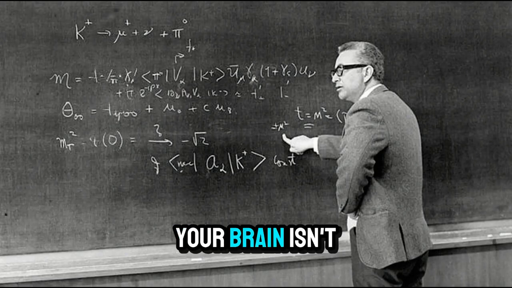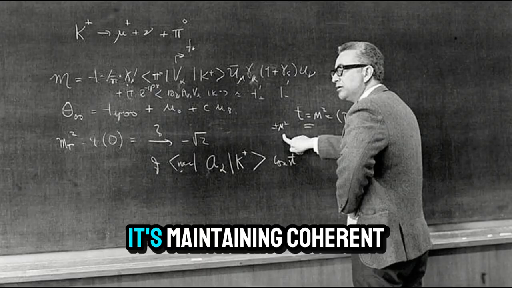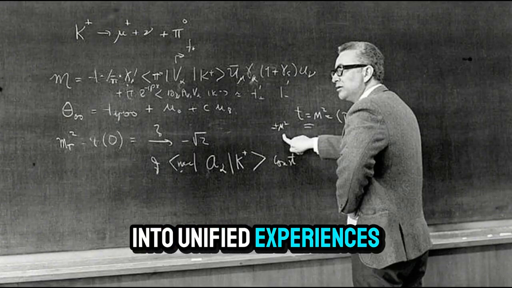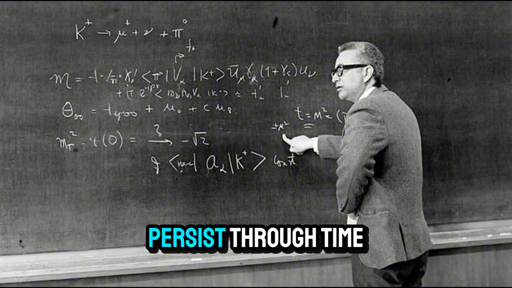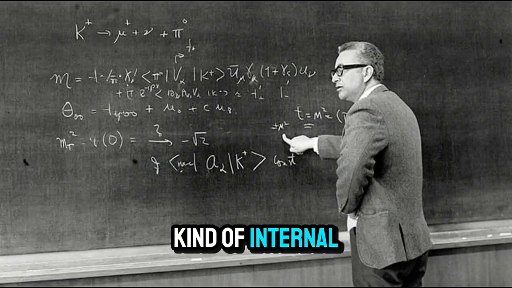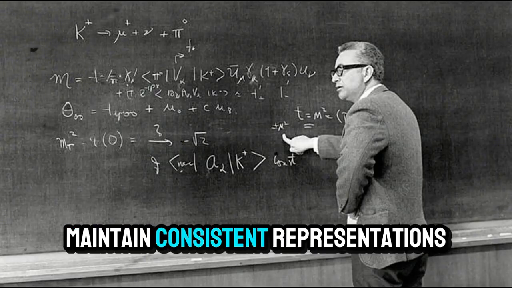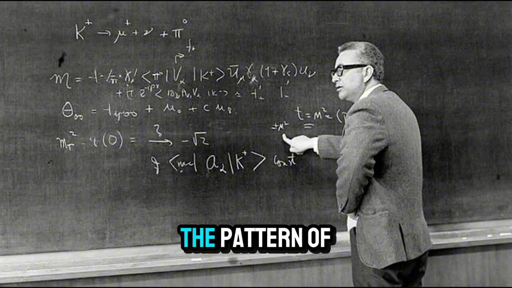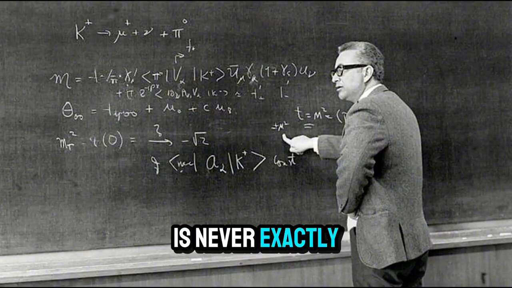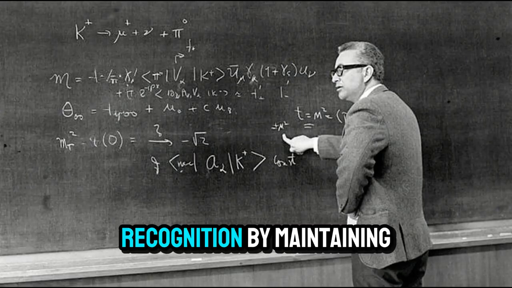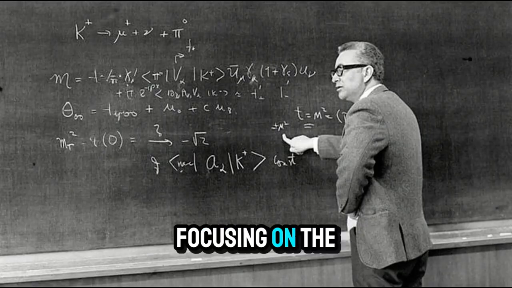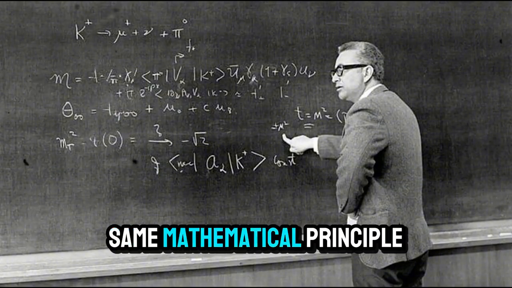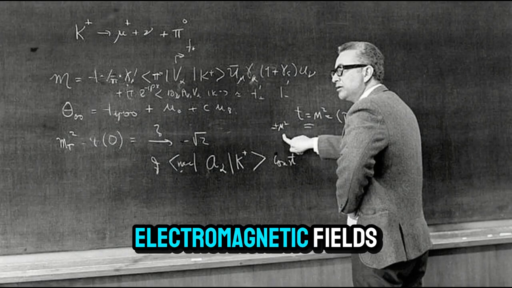Think about it this way. Your brain isn't just processing information randomly. It's maintaining coherent patterns across billions of neurons, integrating disparate inputs into unified experiences, creating stable models of reality that persist through time. This requires a kind of internal gauge invariance, the ability to maintain consistent representations even as the underlying neural activity constantly changes. When you recognize a face, the pattern of neural firing that represents that face is never exactly the same twice. Your brain achieves recognition by maintaining gauge invariance, focusing on the relationships between features rather than the absolute values of any particular measurement. This is the same mathematical principle that allows light to propagate through electromagnetic fields.